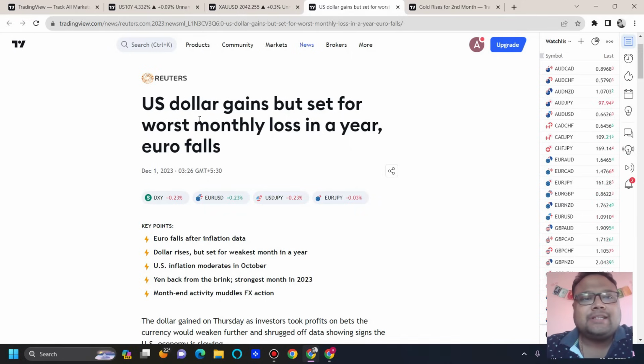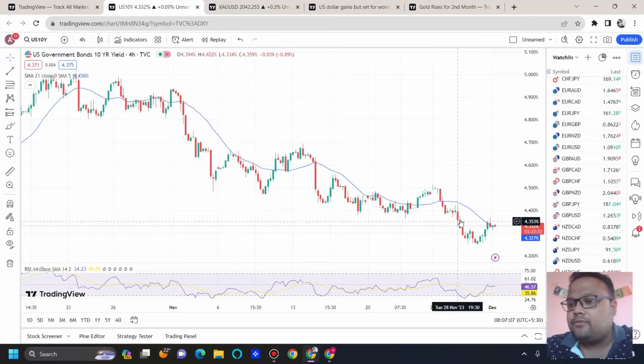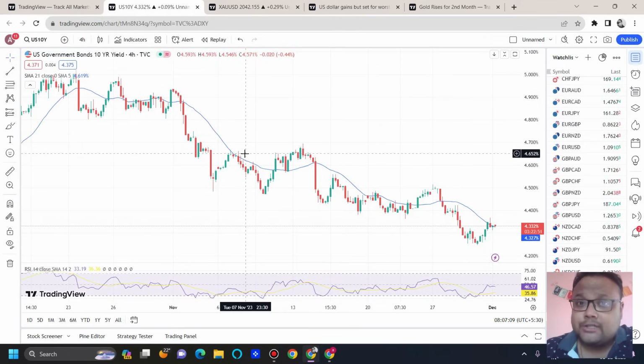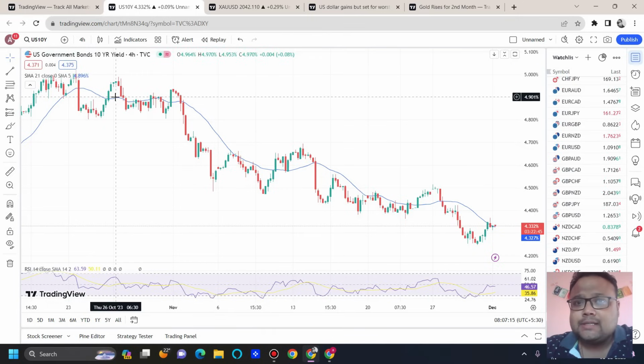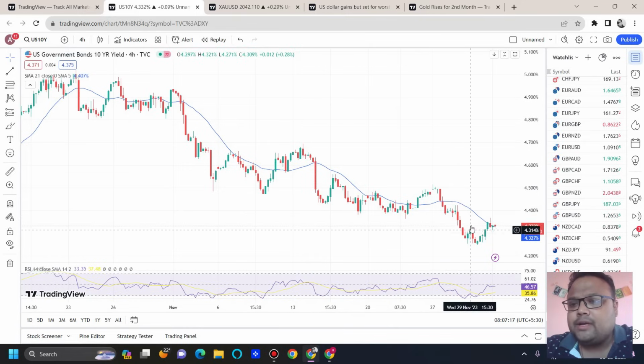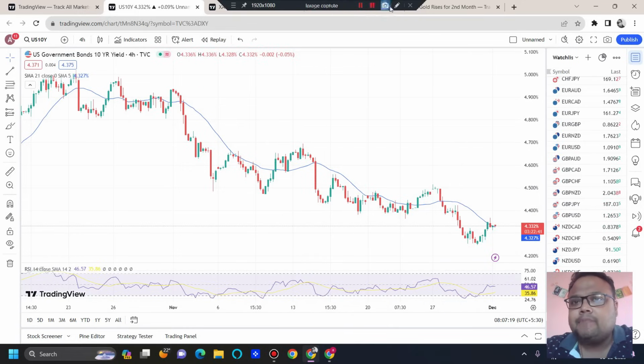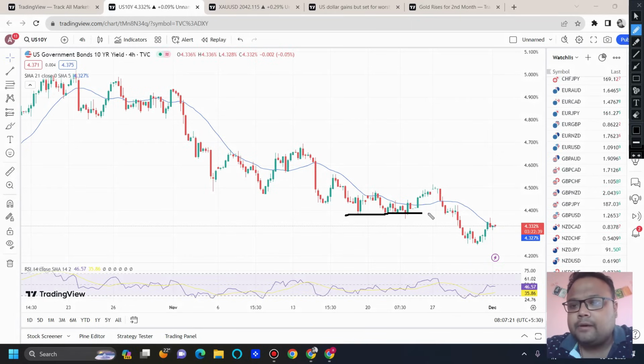US dollar gains but set for worst monthly loss in a year. Euro falls. At first, let's look at the chart of US government bonds. We can see the government bonds, as expected, still in downtrend. It tried to recover, but right now is standing at the previous support here. So the previous support is acting as resistance here. Let's wait and watch.